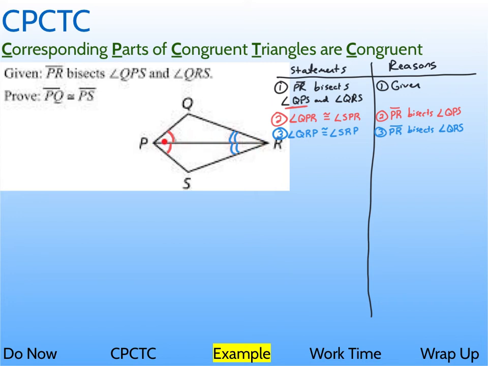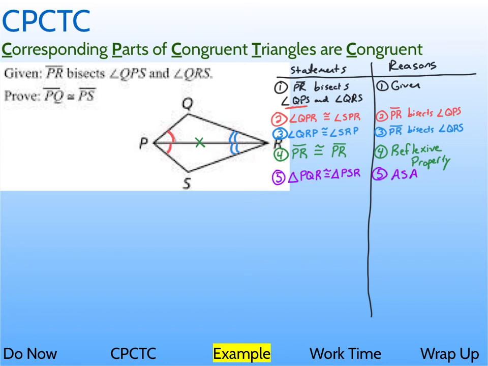They share this side. So we can say that PR is congruent to PR by the reflexive property. So now, if you look at this diagram, we have an angle, a side, and an angle here. That's enough to prove these triangles congruent. So we write that triangle PQR is congruent to triangle PSR by angle side angle.